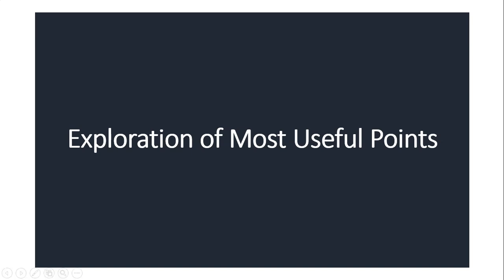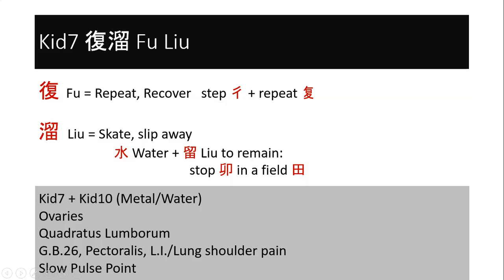So the first point that I'd like to discuss is kidney 7. Here the buzzword would be ovaries. Anything to do with ovary is very likely to be within the kidney 7 domain, and anything to do with thyroid is very likely to be within the kidney 7 domain.